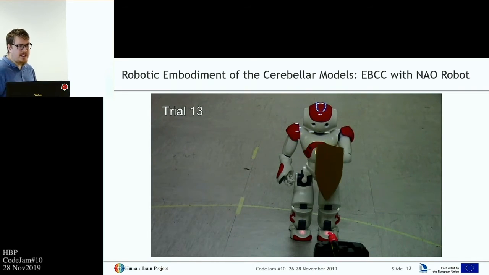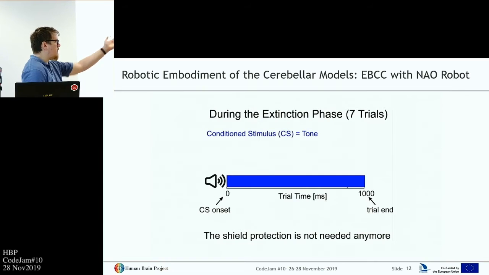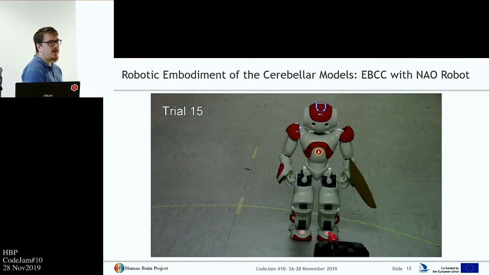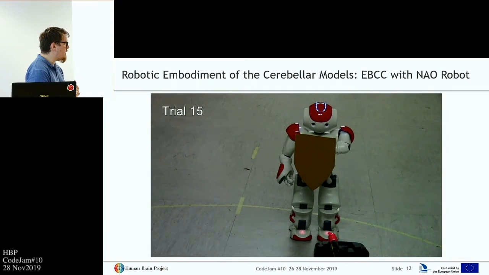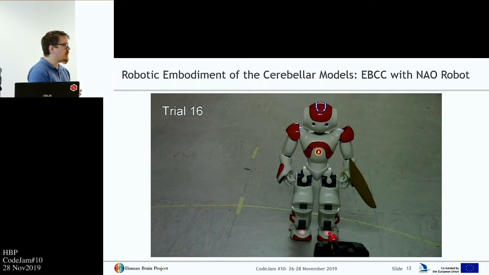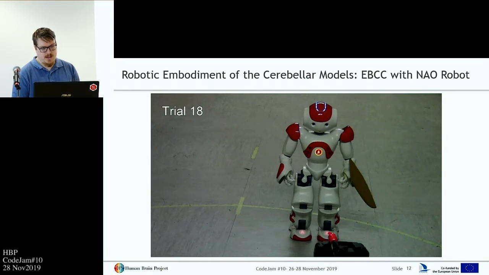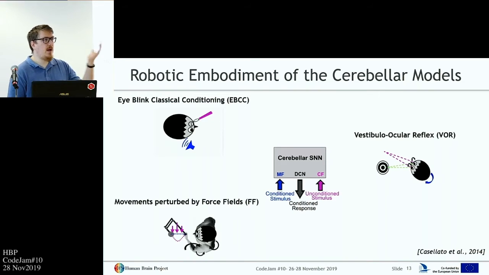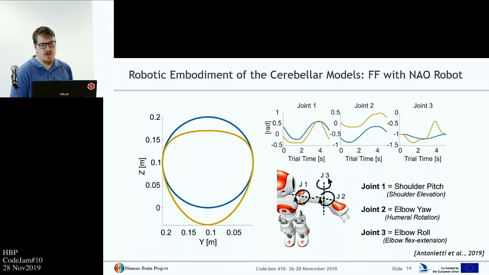As I was saying, during the extinction phase, you remove the unconditional stimulus, so you remove the laser. So you can see that at the beginning, the robot is still expressing the learned acquisition, but very soon the extinction is a very fast process. It goes back to the initial state. So this was an example of how we can reproduce the behavioral protocol with a robot, and to test if our cerebellar model works.